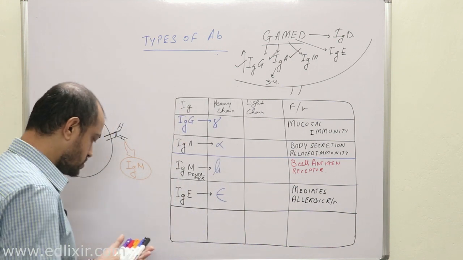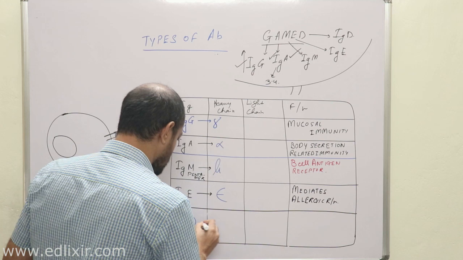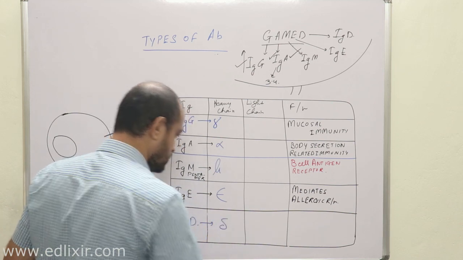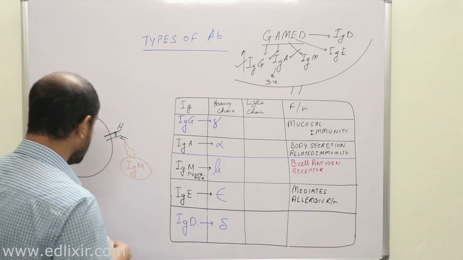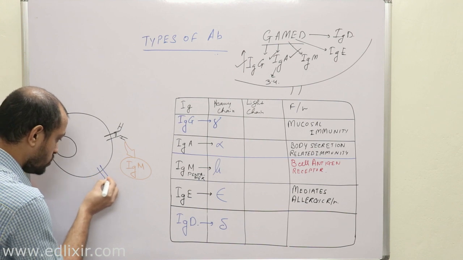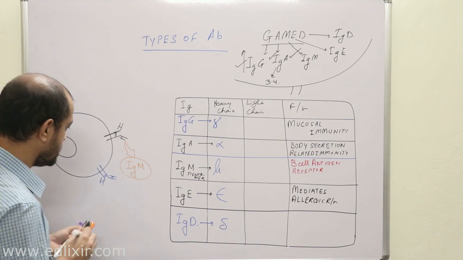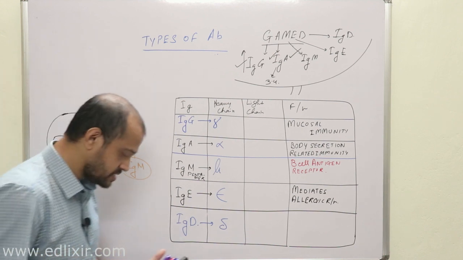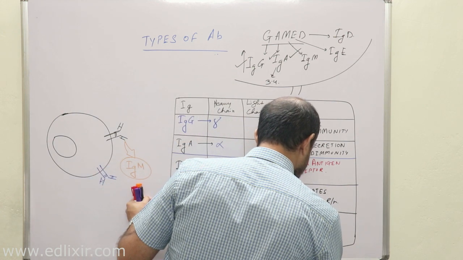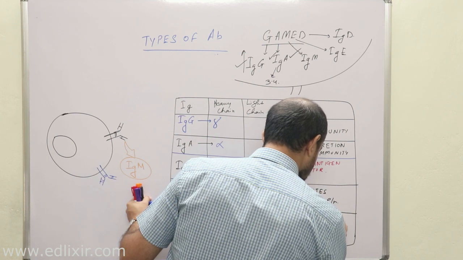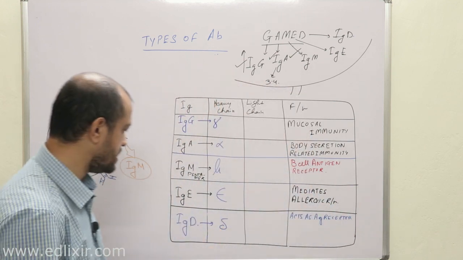Now the next, one of the most important, is IgD. A very important point you need to understand is that the heavy chain of IgD is delta. Now, do you know the peculiarity of this IgD? IgD can also be a receptor for B cell. That means it also acts as an antigen receptor. Clear?